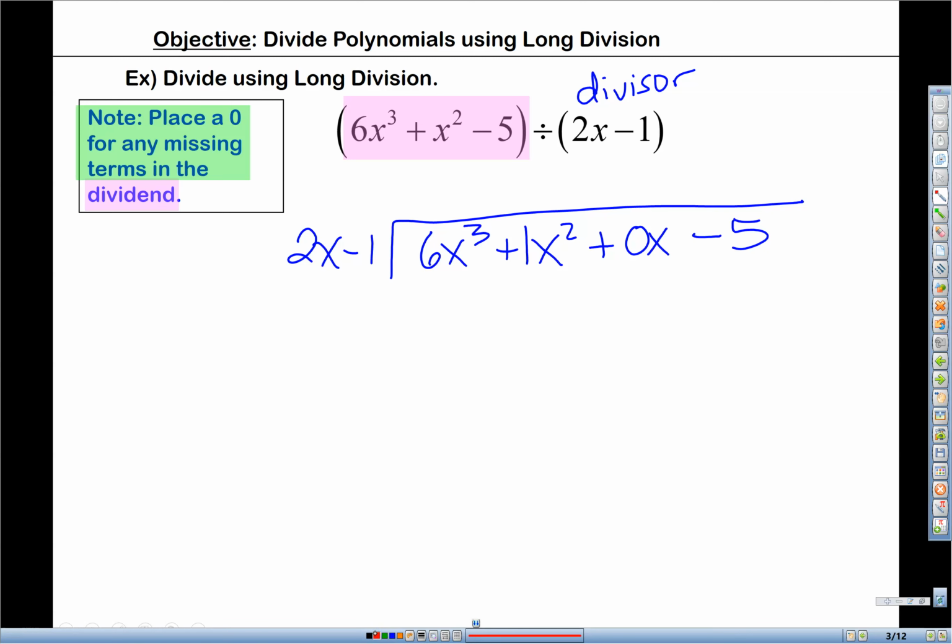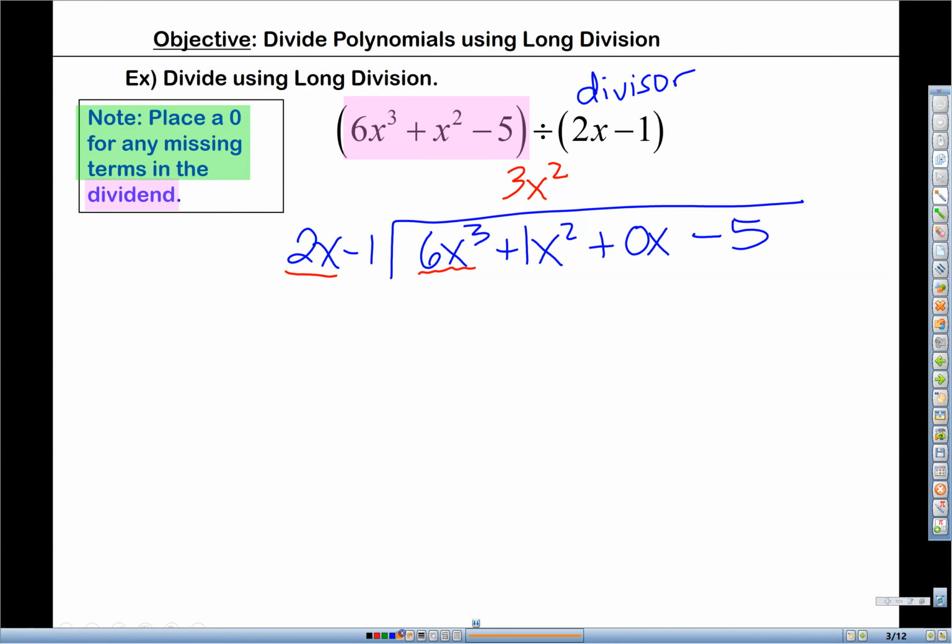When I go to do the first step, I am going to focus on 2x, the first term in the divisor, and the 6x cubed, the first term in the dividend. Now my job is to figure out what times 2x will exactly equal 6x cubed. Using my multiplication skills, I know 2 times 3 is 6, and I know that x times x squared would be x cubed. So that makes my first term here in my quotient a 3x squared.